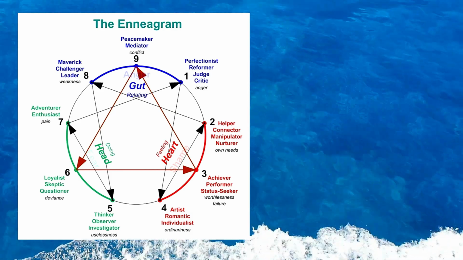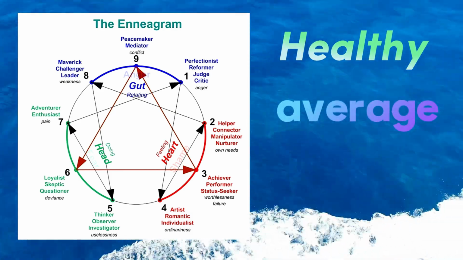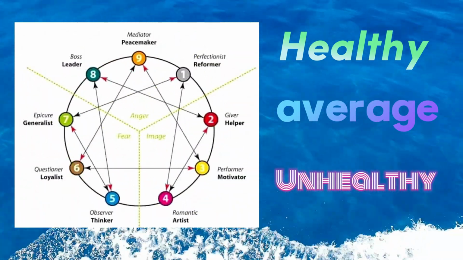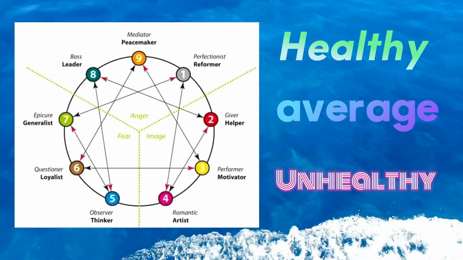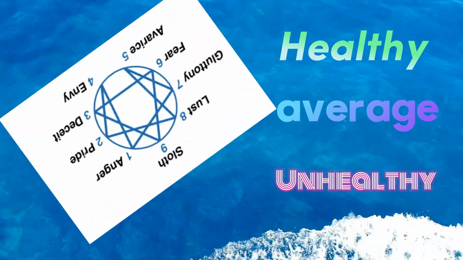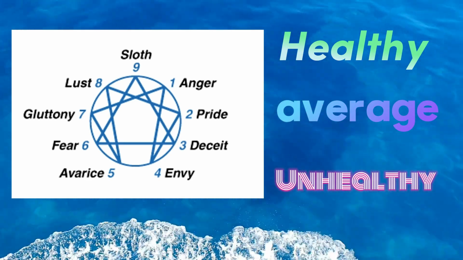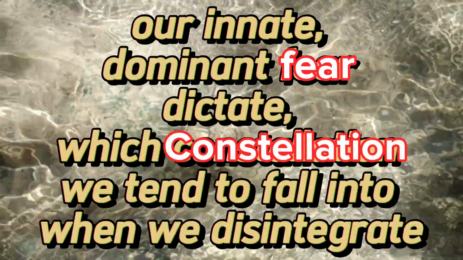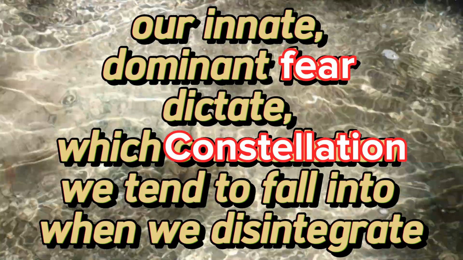And there are 3 levels of development: healthy, average, unhealthy. Living up to innate potential, heart, true self, leads to integration, the healthy level. A life of self-denial leads to disintegration and the unhealthy level. Our innate dominant fear dictates which constellation we tend to fall into when we disintegrate.